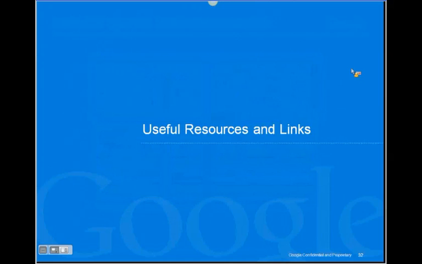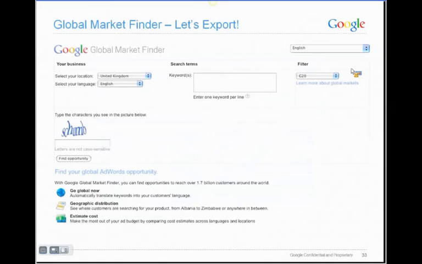So, as mentioned earlier in this webinar, the Global Market Finder is a very useful resource. It is the ultimate resource to help you identify export opportunities. Not only is it a comprehensive online platform to help AdWords advertisers grow internationally, it also includes case studies and available partnerships, as well as useful tools to get CPC estimates of keywords in individual languages and calculate the overall cost of launching your business.